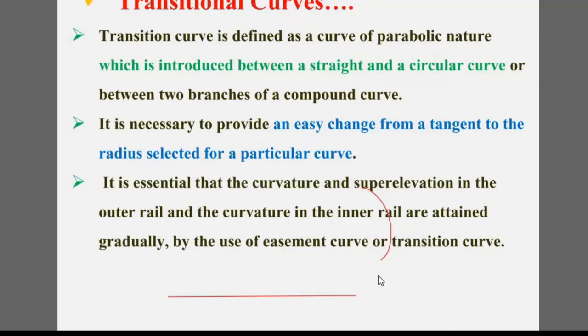Okay. Now it is essential that the curvature and superelevation in the outer rail and the curvature in the inner rail are attained gradually. That is, the curvature and the superelevation should increase gradually. Okay.